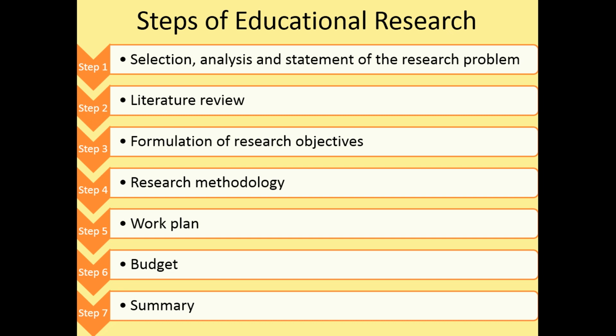Next, step 5, work plan. In this step, the researcher has to mention the timetable for the study. Step 6 is budget. In this step, a researcher can mention the name or list of the equipment that will be used in the study as well as the finance. Step 7, summary. In this step, a researcher will brief out the study and will do the presentation before the audience.